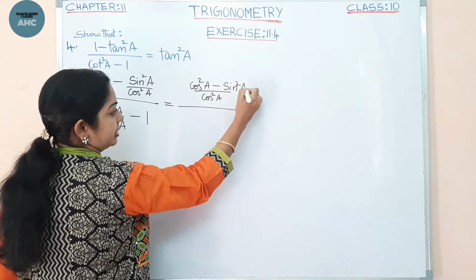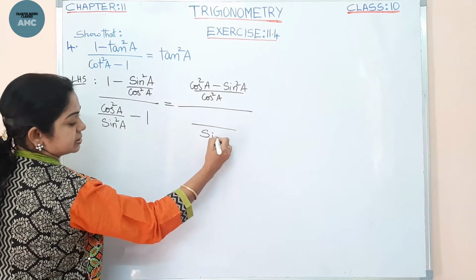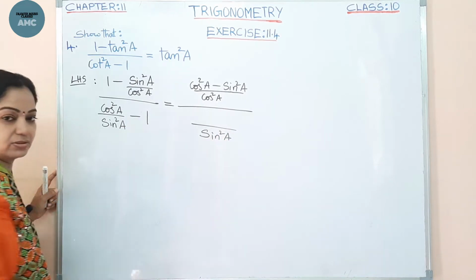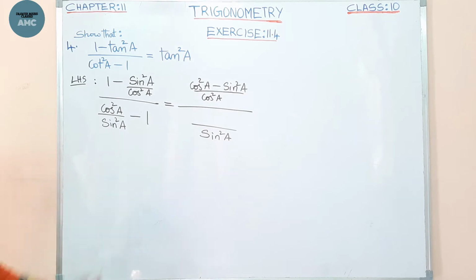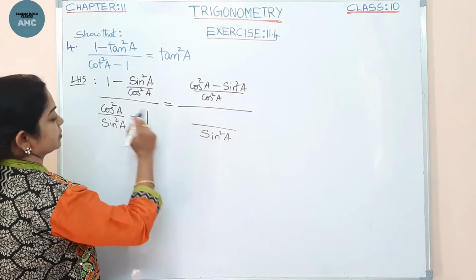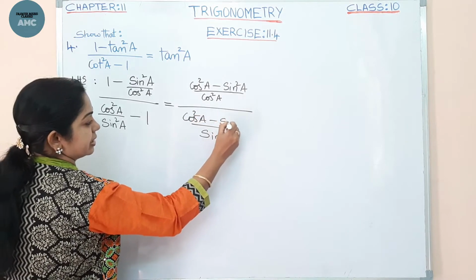Just have taken the LCM. Now the denominator part also, let us take the LCM. Sine square A here. So here 1, so we can also place it as 1. This is a rational number, isn't it? So by 1, sine square A. So it comes to cos square A minus sine square A.